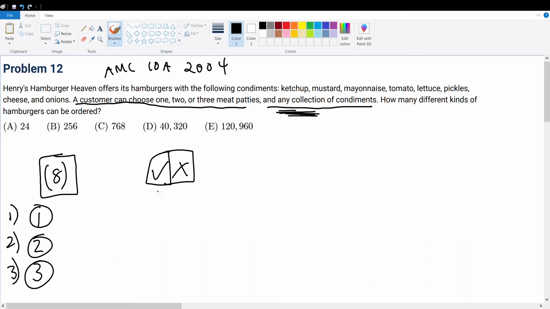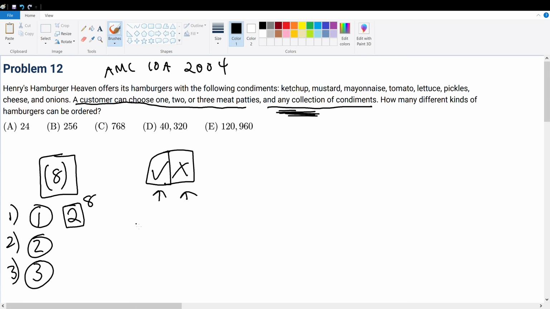Therefore, for every condiment, it has 2 total possibilities of occurring: 1, the customer picking it, or 2, the customer not picking it. So each condiment has 2 possible scenarios. Now we have 8 condiments, so for every single possibility for each meat burger, it will be 2 raised to the 8th power. And that is the reason why reading the question really carefully will pay you off at the end.